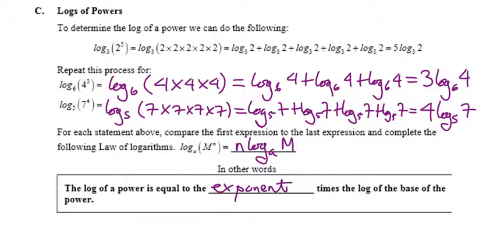So when you're doing the log of a power, remember a power is a base raised to an exponent. That whole thing is called a power, right? This is a power. M is the base, and little n is the exponent. Okay?